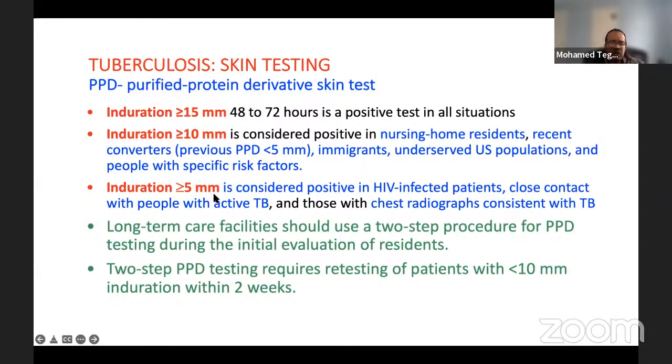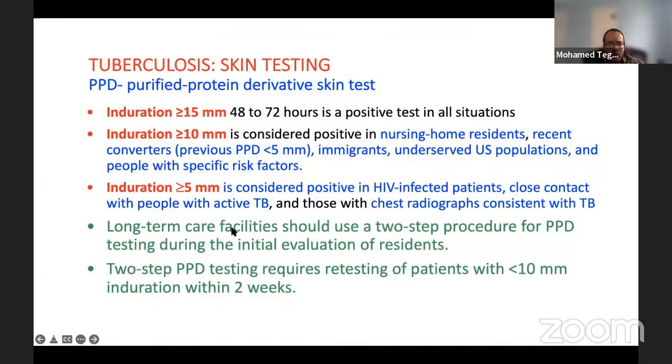Induration of more than 5 millimeters is considered positive in specific conditions, with specific criteria: an HIV infected patient, someone with close contact with people with active TB, and definitely having induration more than 5 millimeters with the chest radiography showing any evidence of the disease. Definitely we can consider that a positive test as well.